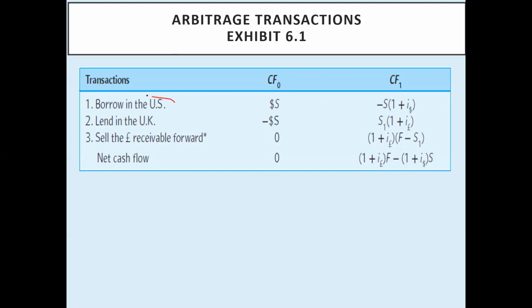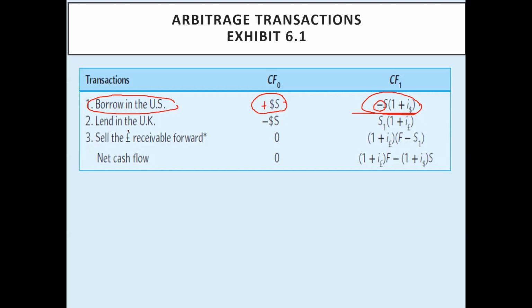So here I'm going to be borrowing in the US. And if I borrow at time 0, I will be receiving the money from my lender. But in the future, I'm going to be paying my lender, okay? So I'm going to be paying the future value of what I borrow at the start. And therefore, this will be a cash outflow for me in the future, okay?